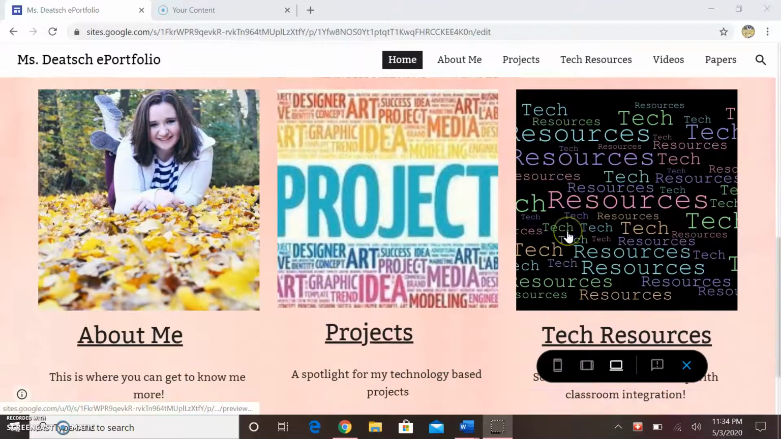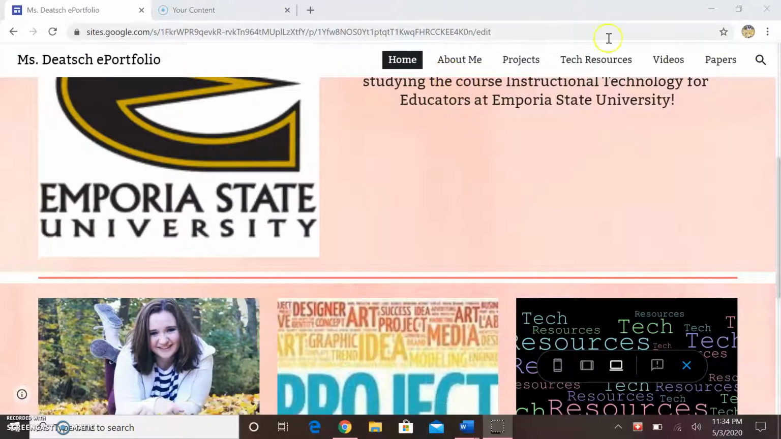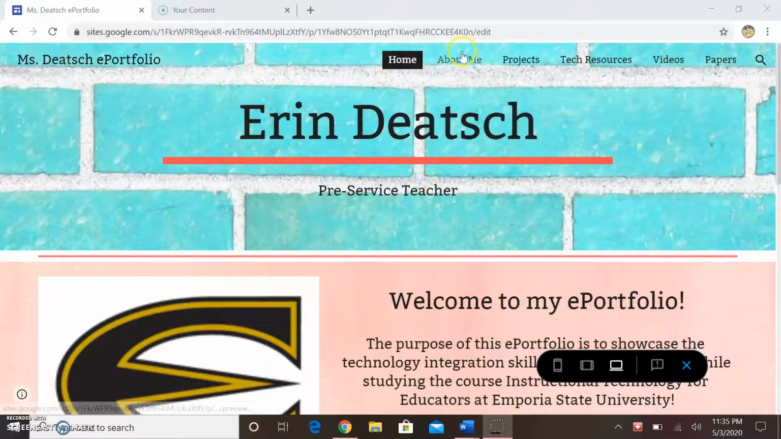I have multiple tabs, as you can see up here, that pertain to some projects that I completed, some technology resources for the classroom that include integration and resources that I can use as a teacher. I have videos that I have created, and then I have papers that I've written. And this is a Google site that I created for my e-portfolio.